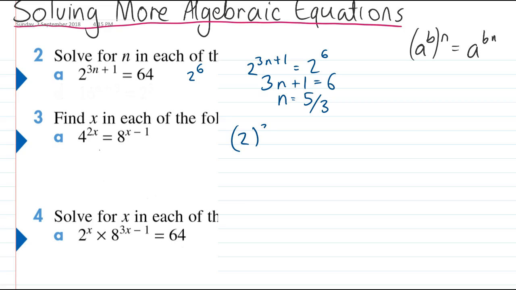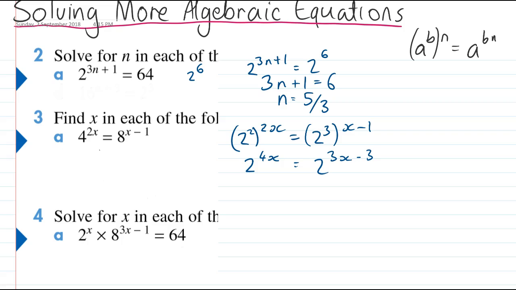So what we can do is go 2 to the power of 2, all to the power of x, equals 2 to the 3, all to the power of x minus 1. A mistake a lot of people make is just going straight to writing them as powers of 2 without putting them in brackets in their own powers, because we still need to times this out and follow the rule. So we've got 2 to the power of 4x equals 2 to the power of 3x minus 3.